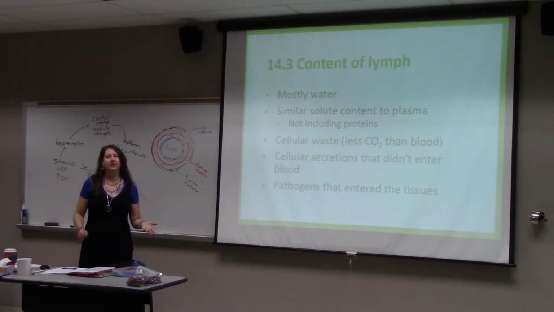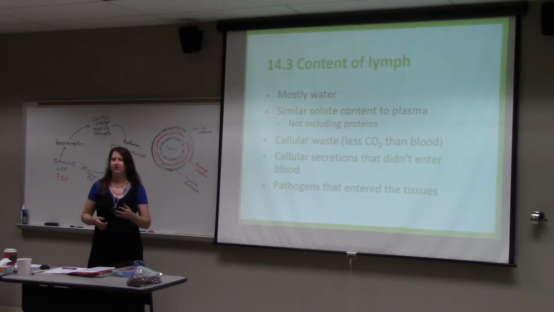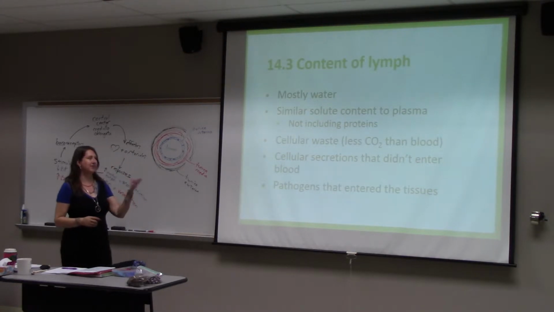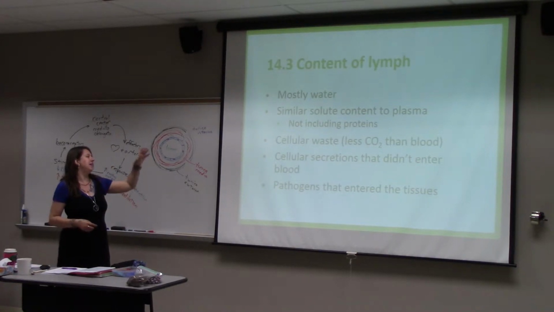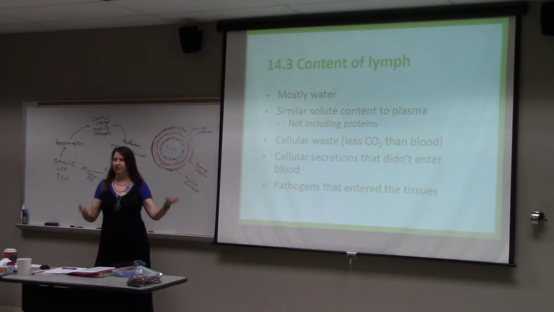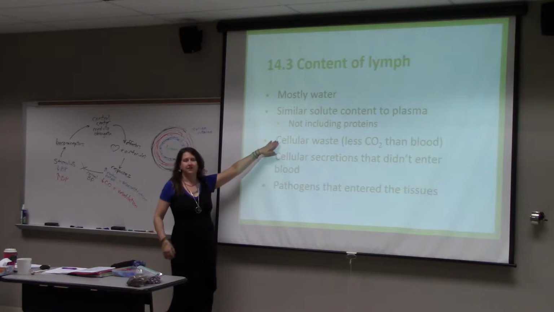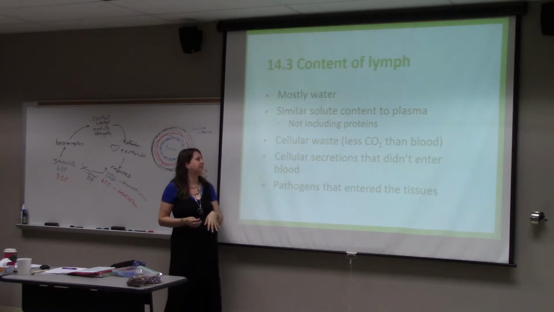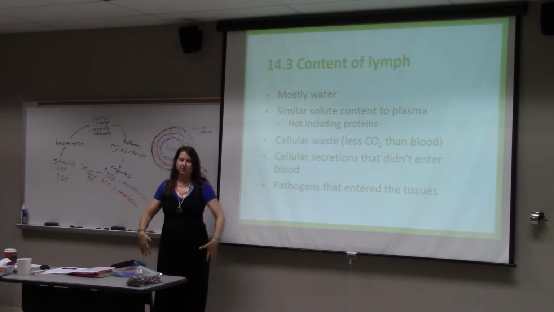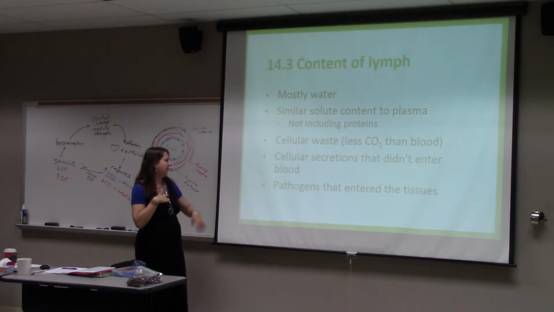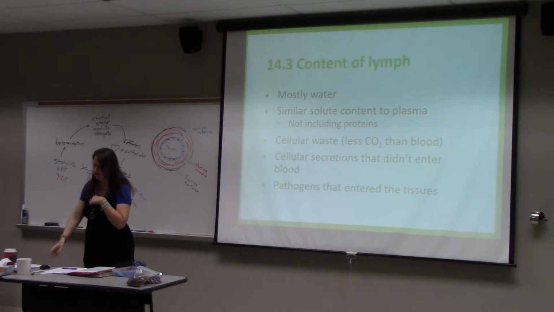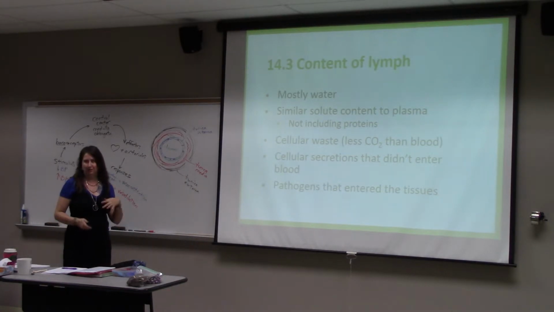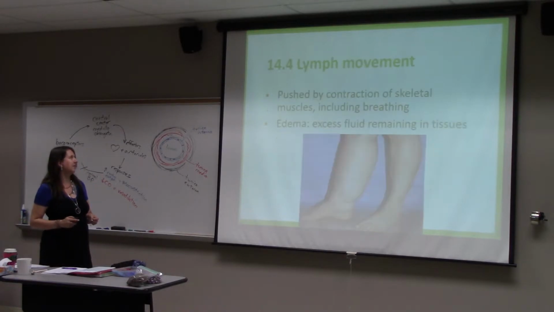Lymph is mostly water with a similar solute concentration to plasma, salts and things like that, but without the proteins because those didn't leave the blood in the first place. Then it has some additional substances from the tissues, like cellular wastes, but not CO2 as much because the blood has special ways to carry that. Things that the cells secreted that didn't enter the blood will be carried back in the lymph to be put in the blood. And then pathogens that enter the tissues. And so this is part of where protecting us from infection comes in.